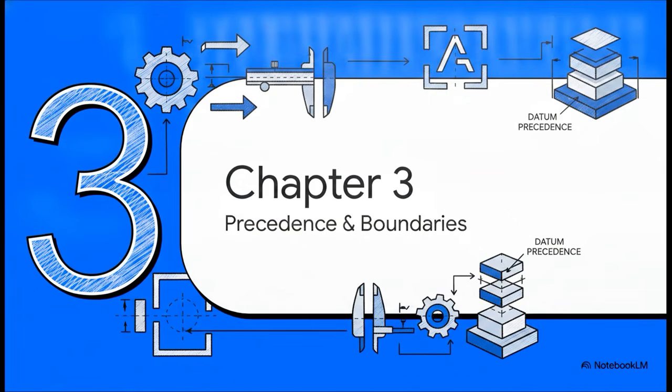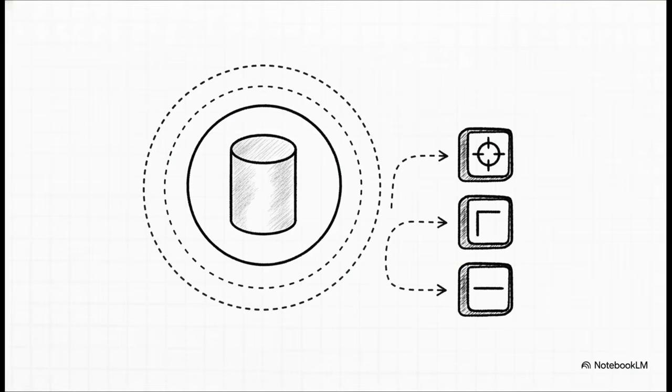Chapter 3, Precedents and Boundaries. Let's look at how material conditions alter our math. Going beyond basic verification, we have to realize datum precedence directly alters our stack-up limits. Just look at how this builds when calculating a worst-case material boundary for an external feature of size.